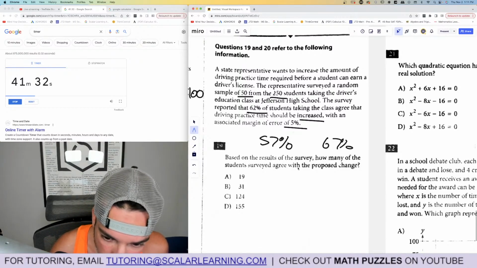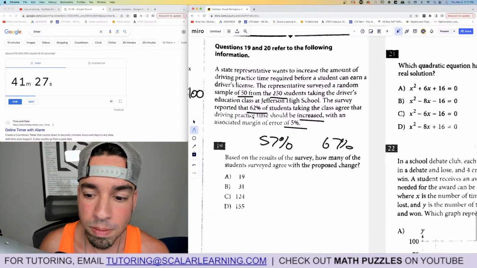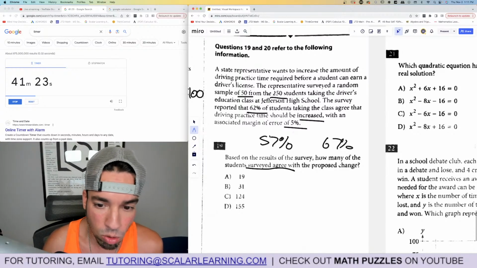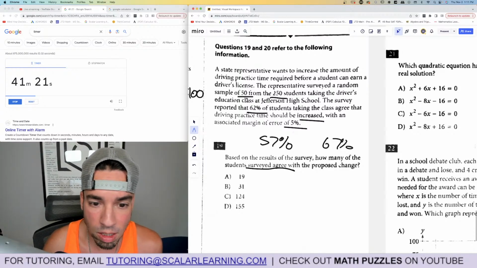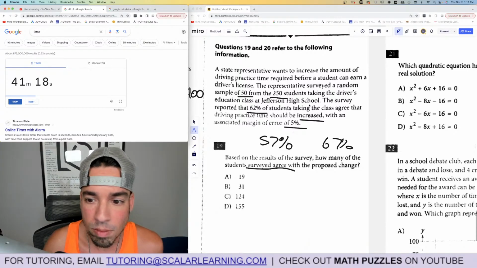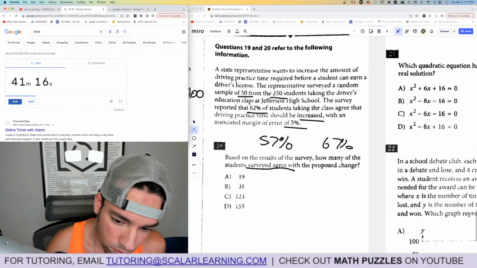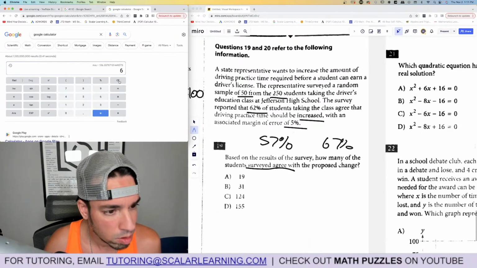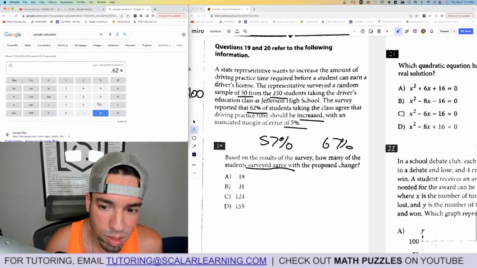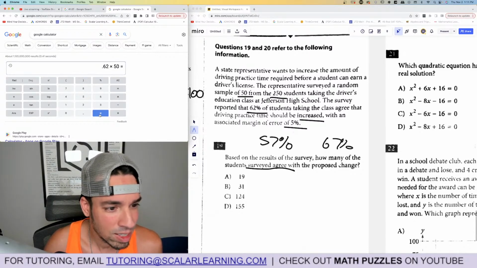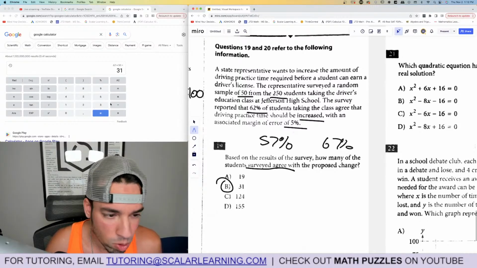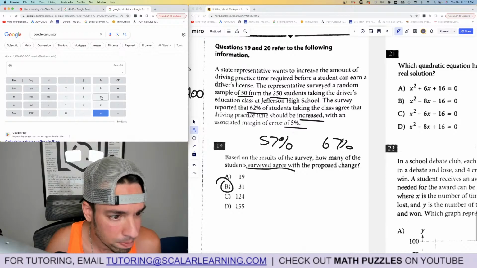Based on the results of the survey, how many of the students surveyed agreed with the proposed change? So they said, how many of the students surveyed, not of the total, right? So we're just taking 62% of the 50. 62, how many of the, right? Wait, now I'm double-guessing, because I know they have both answers here. Wait, 62%, 50, because the language makes me think it should just be 31. I bet you 62% of that is 155, and that's why they put that there.